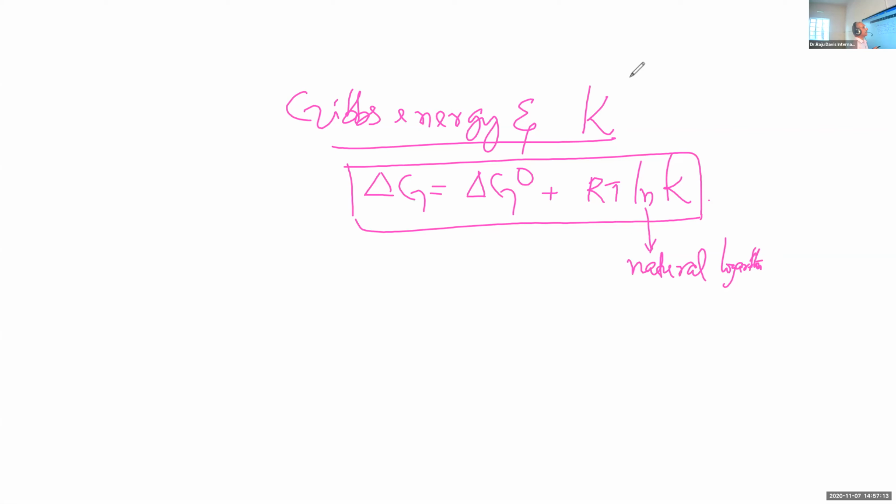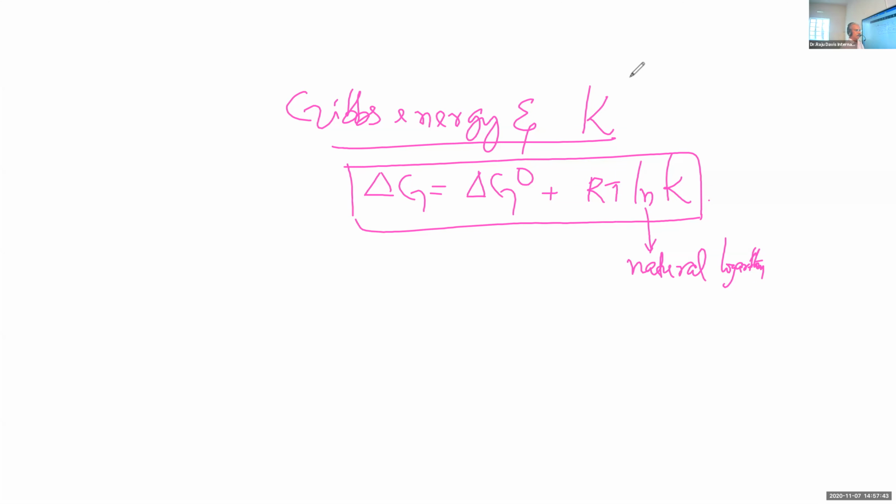Natural logarithm is ln log, that is the base is equal to E. E is equal to 2.77 (approximately). For our practical purposes in calculations, we make use of log to base 10. The base is equal to 10.